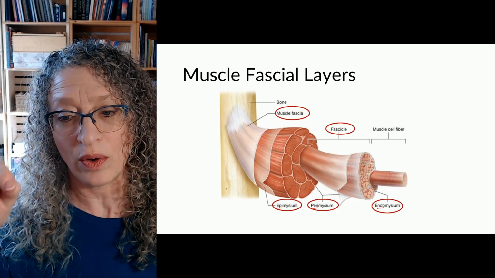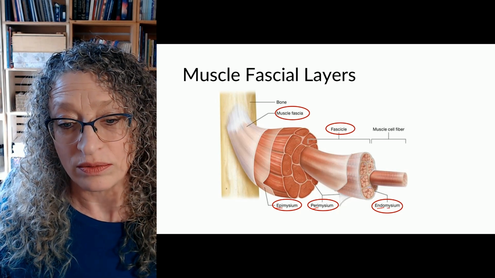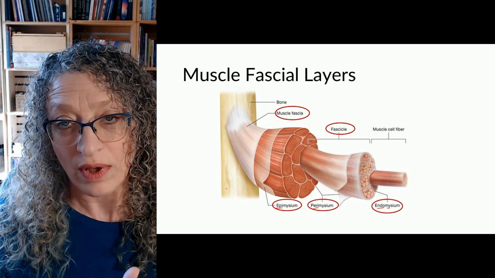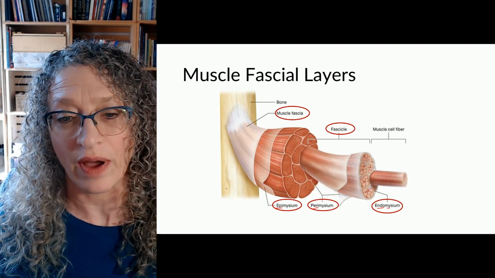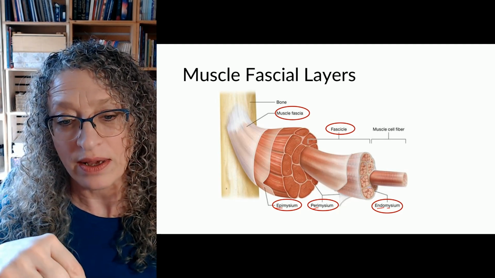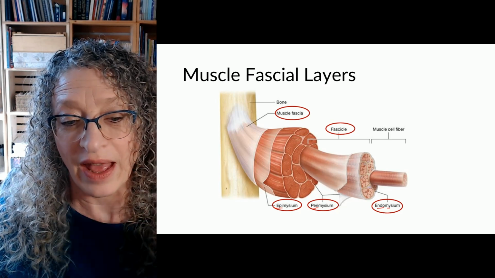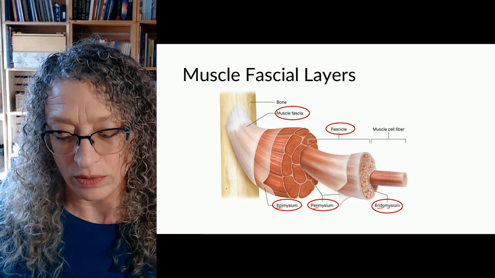So endo, my, is muscle, okay? So we have the endomysium, the connective tissue most inside, around each muscle cell fiber. Peri is around, so it's wrapped around this fascicle, and then epi would be the most superficial or the topmost layer, so it's around the entire muscle.